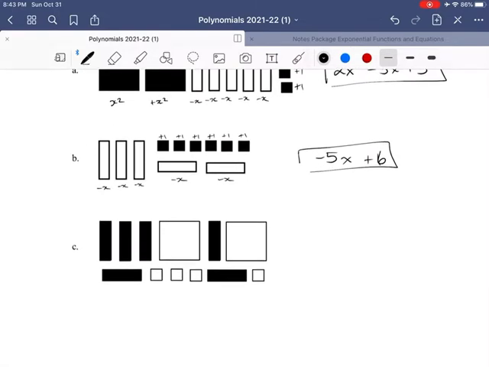In this case, we've got different orientation, meaning some of the rectangles are vertical and some are horizontal. And we've got stuff not grouped together. We've got this one here and this one here. So let's start with the biggest tiles. So we've got negative x squared here and negative x squared here. So in total, we've got negative 2x squared. We have positive 6x. Those are the big rectangles. And we have negative 4.